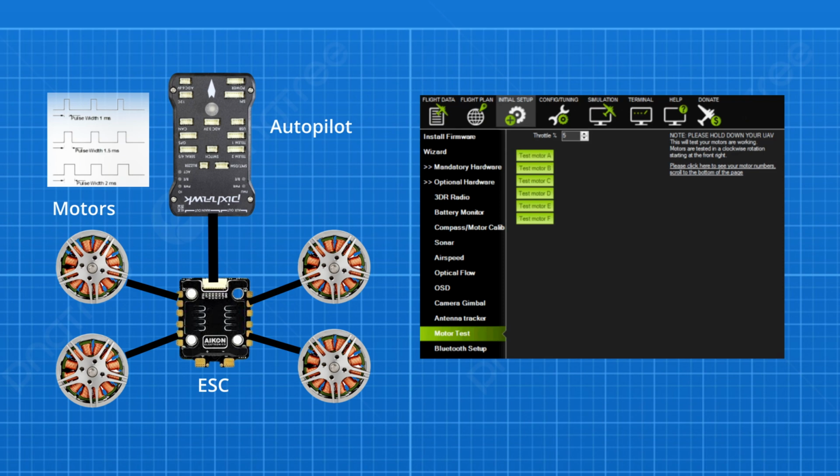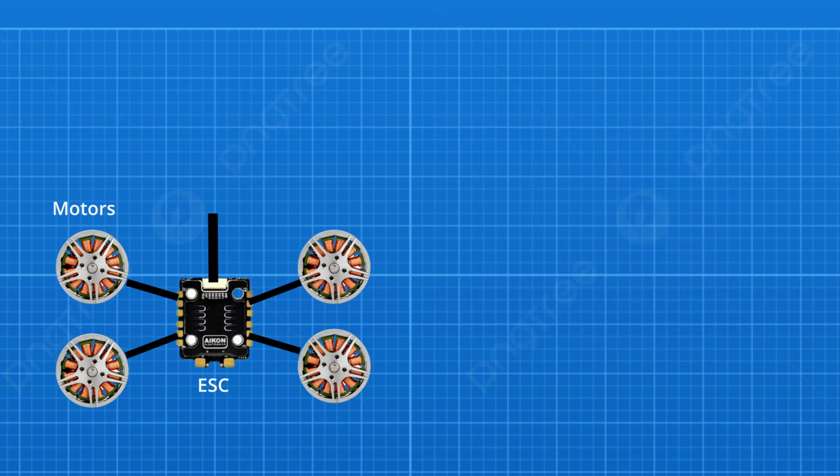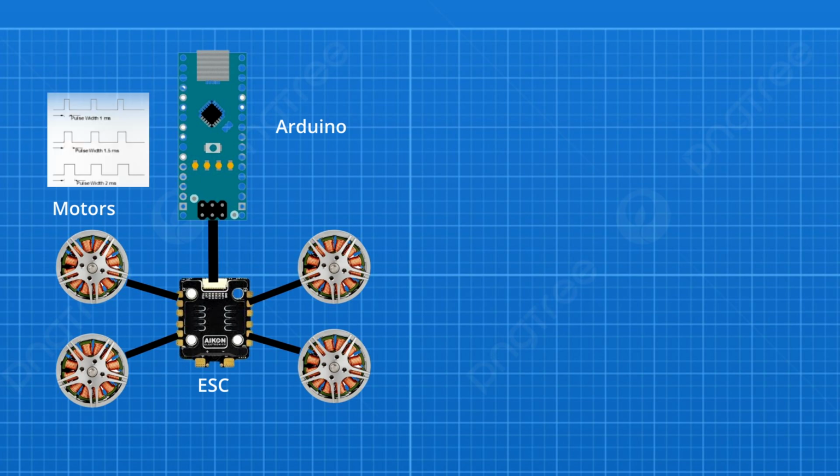But there are instances when one or all motors don't work and you have to figure out if it's the autopilot, parameter settings, corrupted firmware, or even the ESC. We can bypass most of the suspects by using an Arduino to generate pulse wave modulation signals and directly injecting it to the ESC.